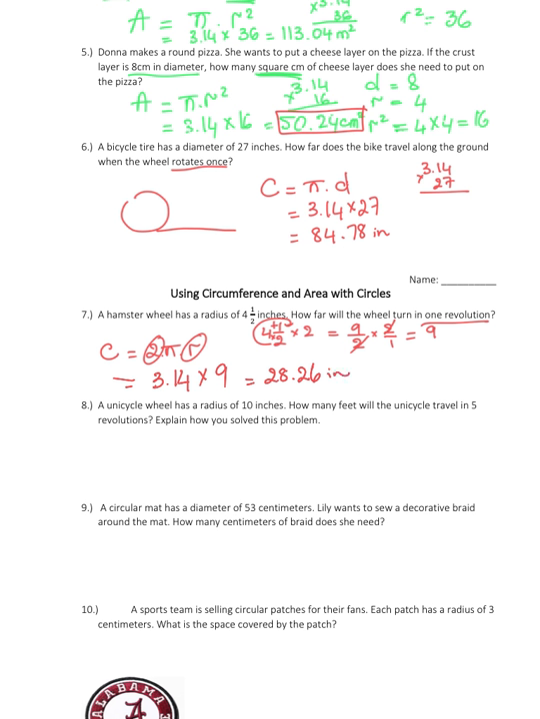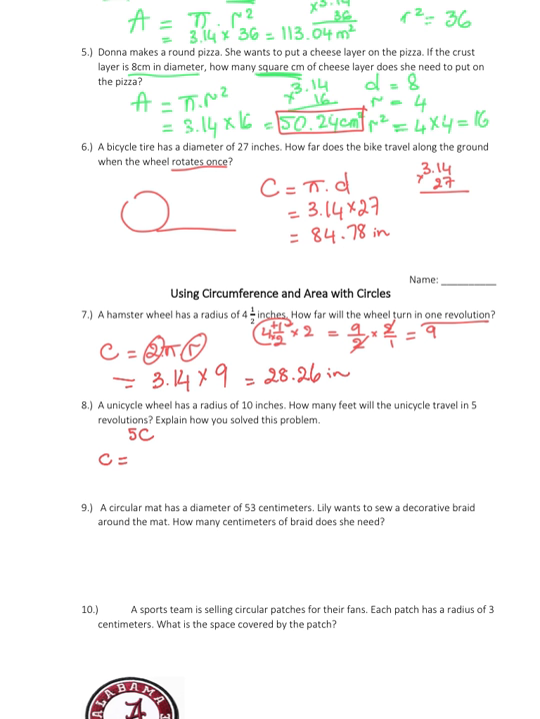A unicycle wheel has the radius of 10 inches. How many feet will the unicycle travel in 5 revolutions? Explain how you solve this problem. So the unicycle travels in 5 revolutions, meaning 5 rotations, which is 5 circumferences. So I would find the one circumference first.